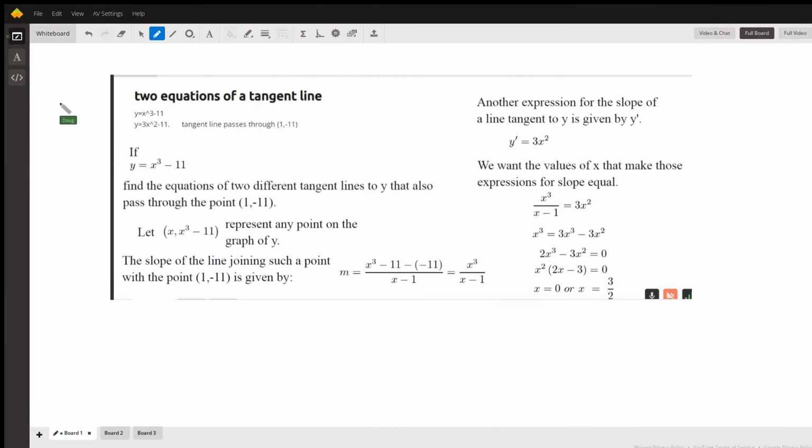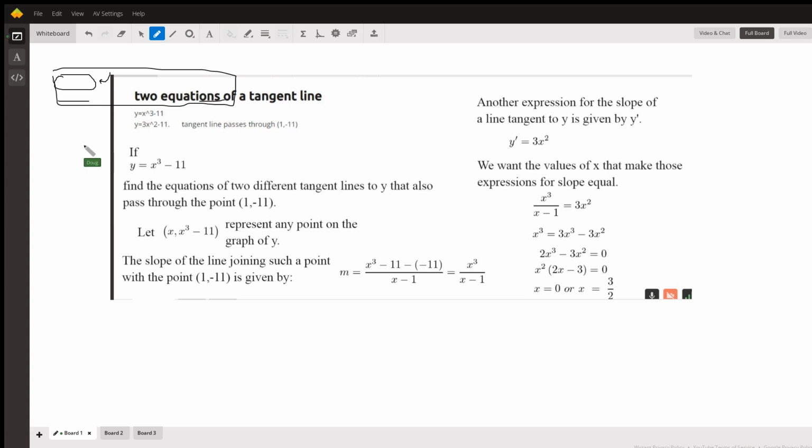Okay, if I interpreted this question properly, it's like two separate problems. We're given this function and asked to find the equations of any tangent lines to that curve that pass through this point. So we'll focus on this problem, and then hopefully with that guidance, you'll be able to do the second one.